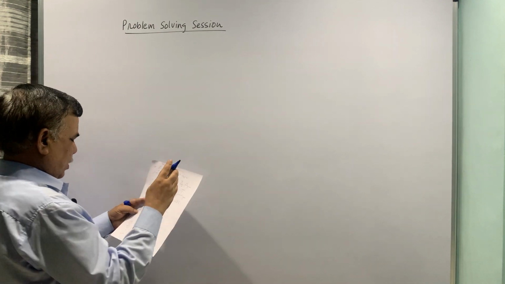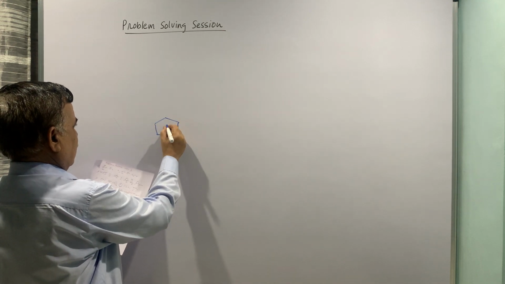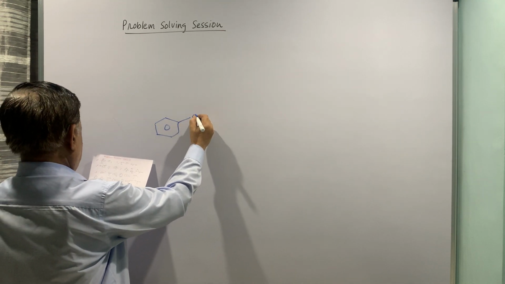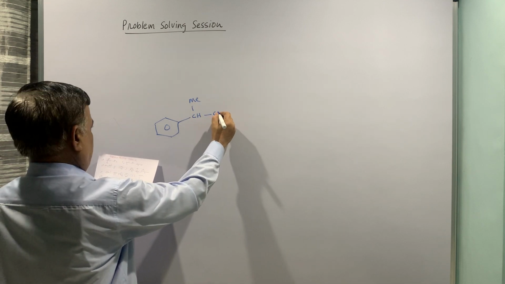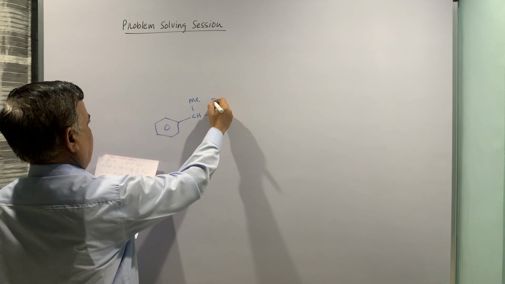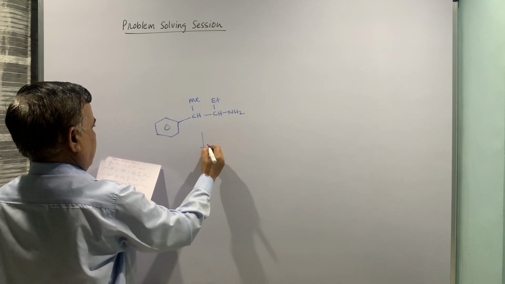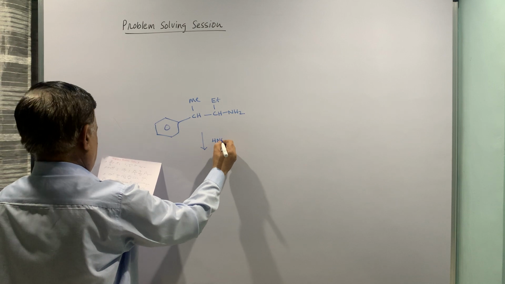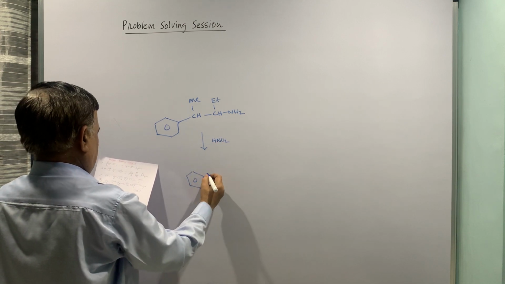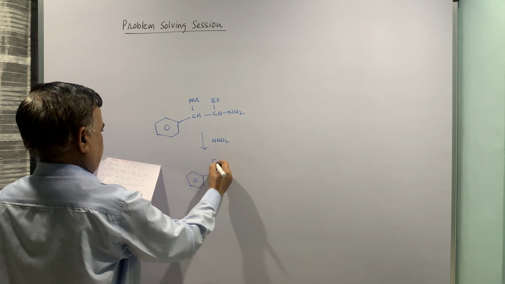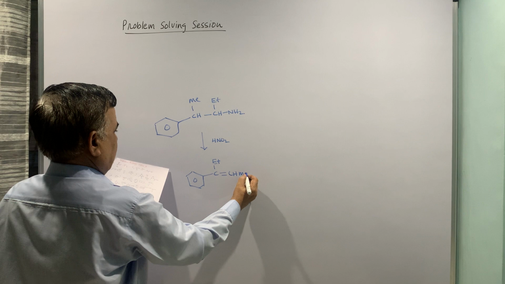Next example. I am drawing bigger rings so that you can easily see them. Methyl, CH, ethyl and NH2, HNO2. The product is also given: ethyl double bond CH methyl.